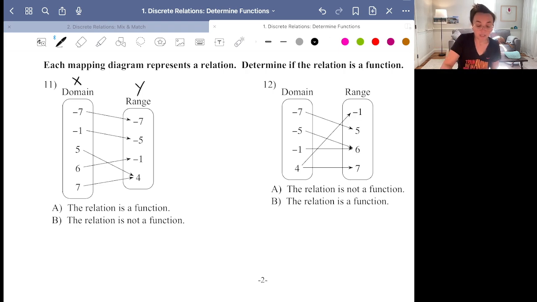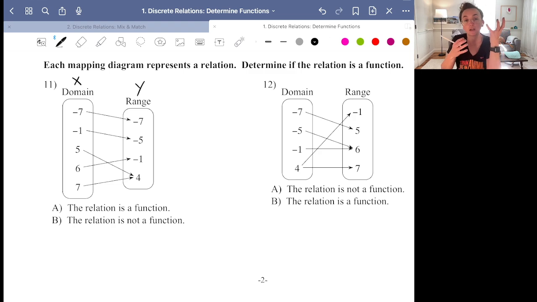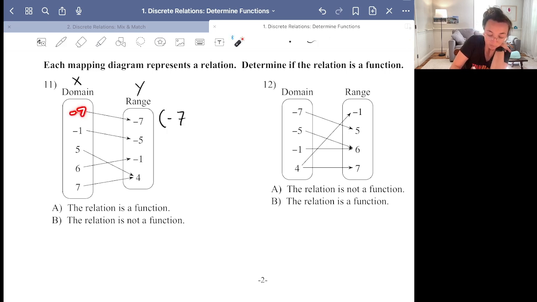So when you input -7 into this system, it does something. We don't know what, but it does something with this number, and then it spits out this number, -7. What that essentially looks like as a coordinate point is -7 for the X value, and the Y value is going to be this -7 here. I probably should have chosen a different number so it wasn't so confusing.